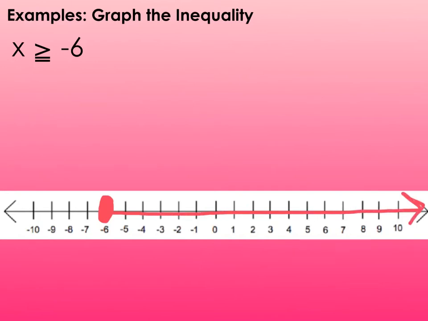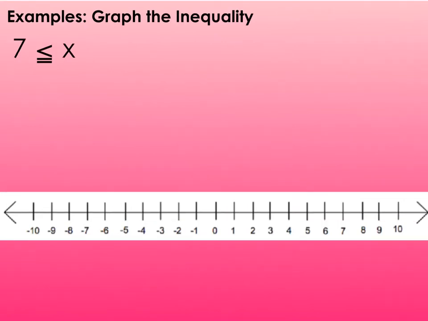Now I'll pick any random number. In this case, I'll just pick 5, and I'll say 5 is greater than or equal to -6. This is true. I could also say -6 is equal to -6, and that's true because it's shaded. So I know that my graph is perfect.